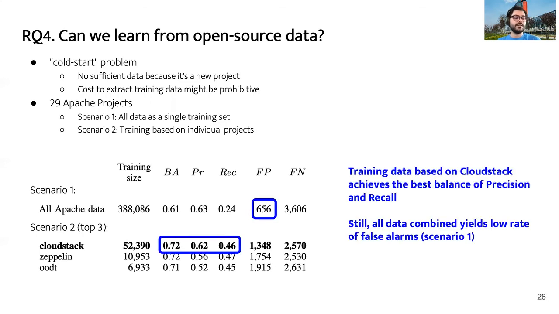And as you can see here, the model based on CloudStack achieved the best balance between precision and recall. But when you combine all the data, you have a model with a comparable number of false alarms. So the main takeaway here is that you can leverage open source data in case you don't have any data available for that.